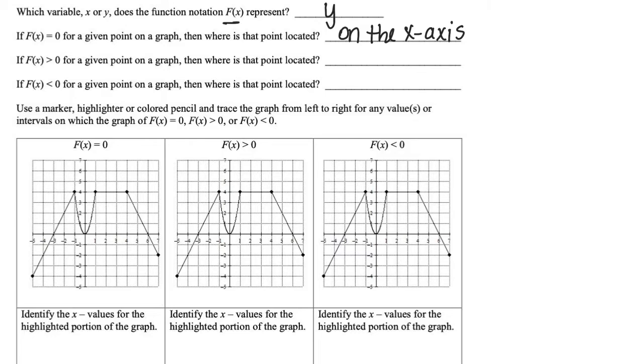The next one, if f of x is greater than 0 for a given point on the graph, then where is that point located? And it's going to be above the x-axis. And then the next one, if f of x is less than 0 for a given point, then it's going to be below the x-axis.